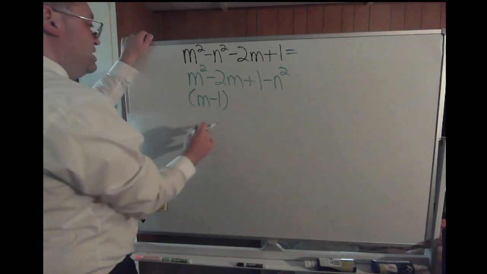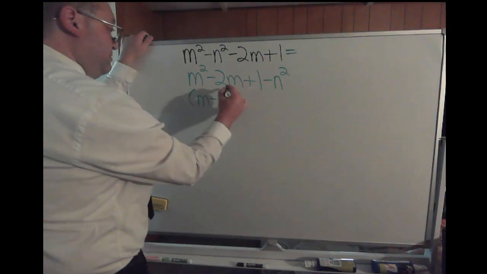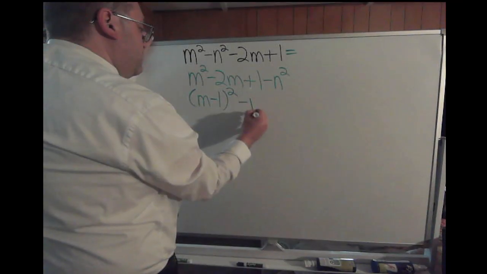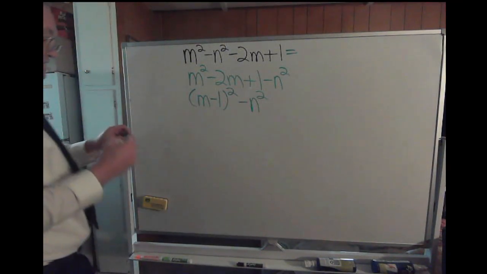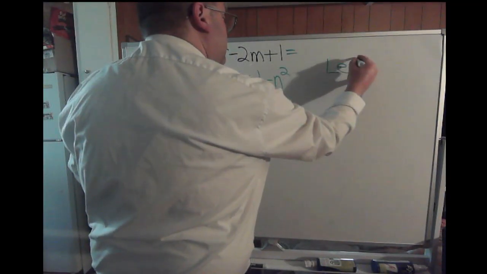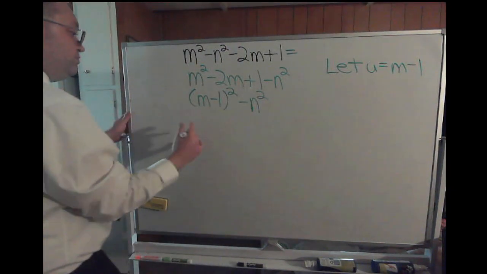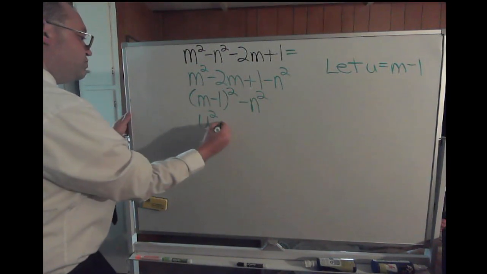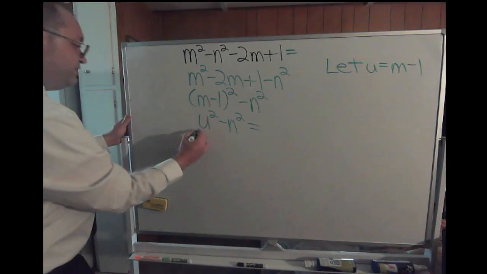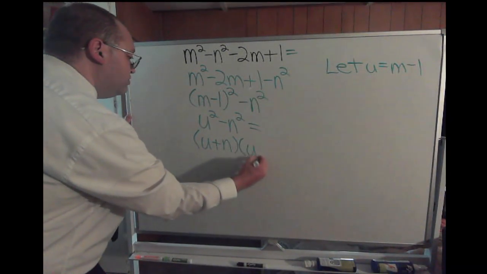Now, twice m times negative 1, that's negative 2m. So you do, in fact, have a binomial square. You have m minus 1, that quantity squared, minus n to the second. All right, now if I were you, let u equal m minus 1. So if u equals m minus 1, you now have u squared minus n squared. Much easier to work with. The factorization of that would be u plus n times the quantity of u minus n.